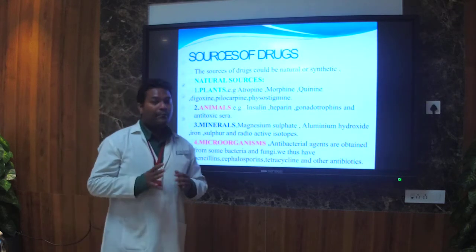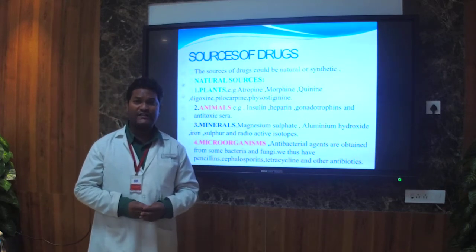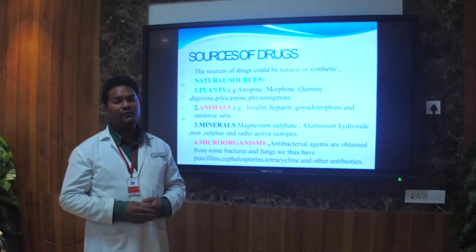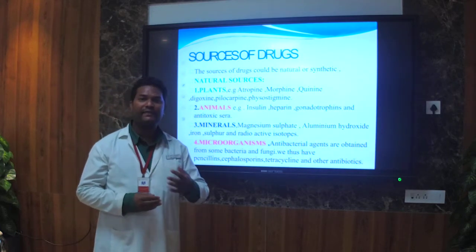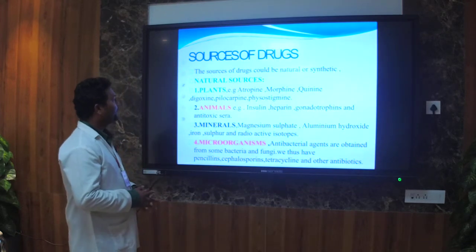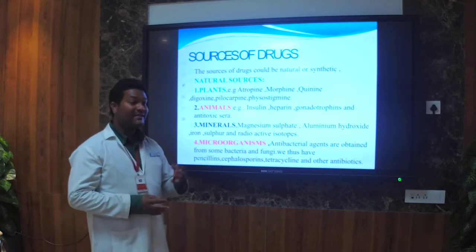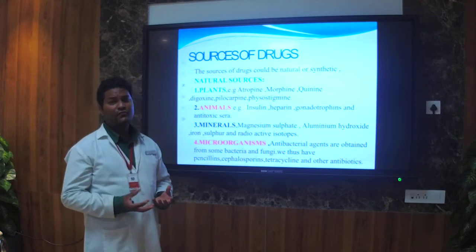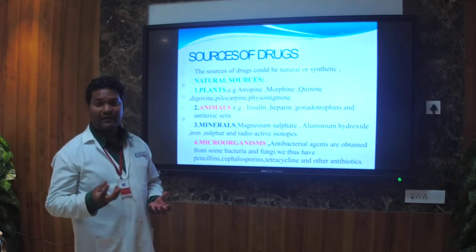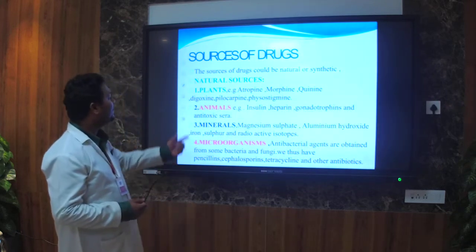Then coming to a very important aspect of the introduction to pharmacology: the sources of drugs. Many times in the examination you would find this question: what are the sources of the drug, or explain the sources of the drug. The sources could be natural or synthetic. Natural means these are readily available. Synthetic means we have to make it in the laboratories, or artificially make that substance chemically.